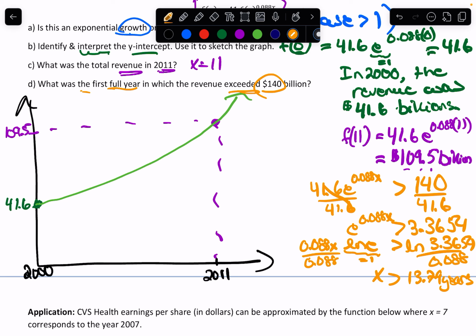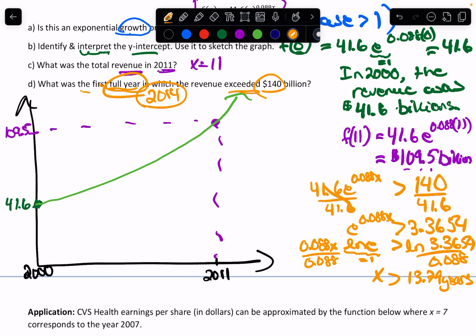So what does that mean? What was the first full year? The first full year would be 2014, because 13 is not a full year. So that's why it's going to be 14.